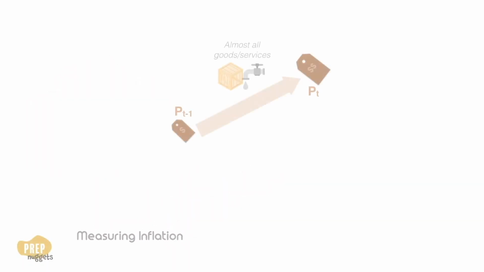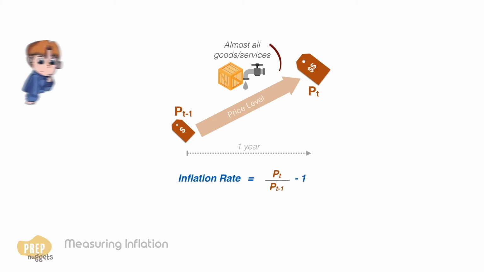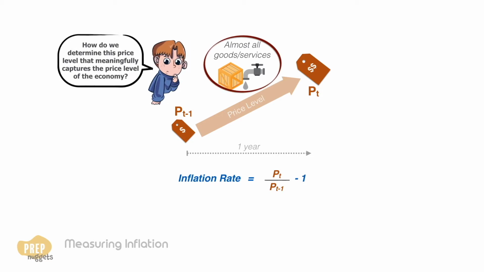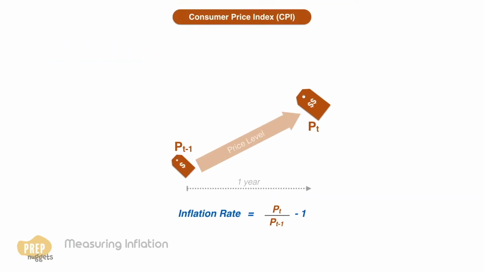We mentioned in the last lesson that the inflation rate is the change in price levels from one year to the next. In an economy with such a wide array of goods and services, how do we determine this price level that meaningfully captures the price level of the economy? Most countries will calculate a consumer price index.